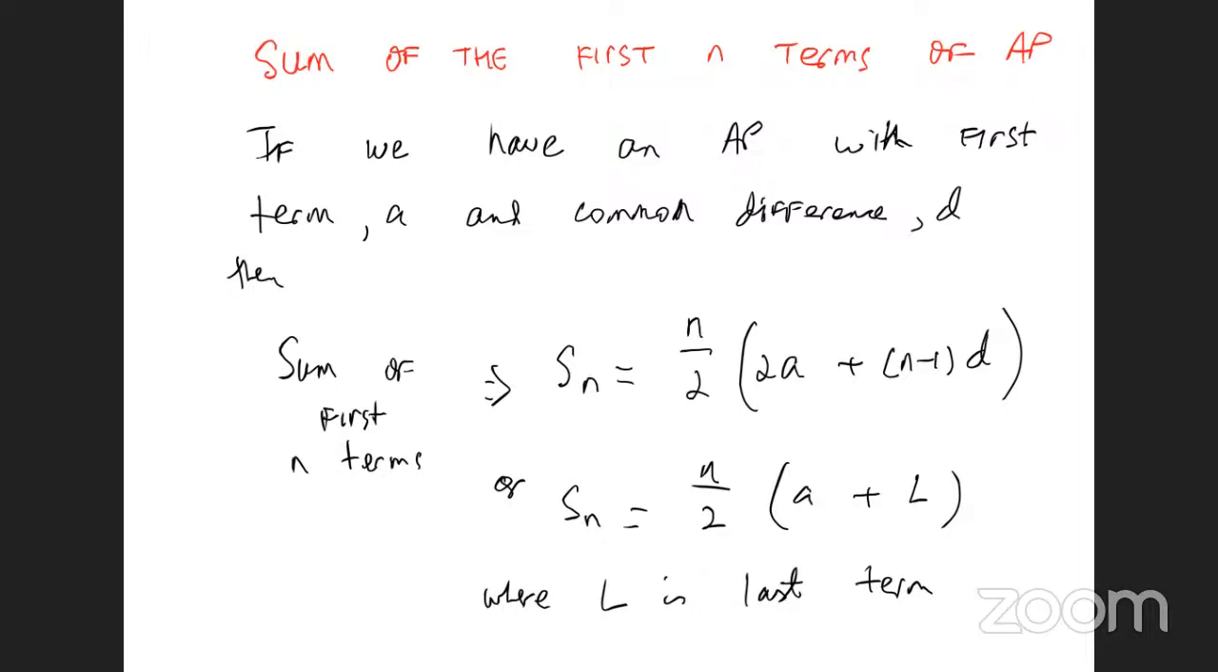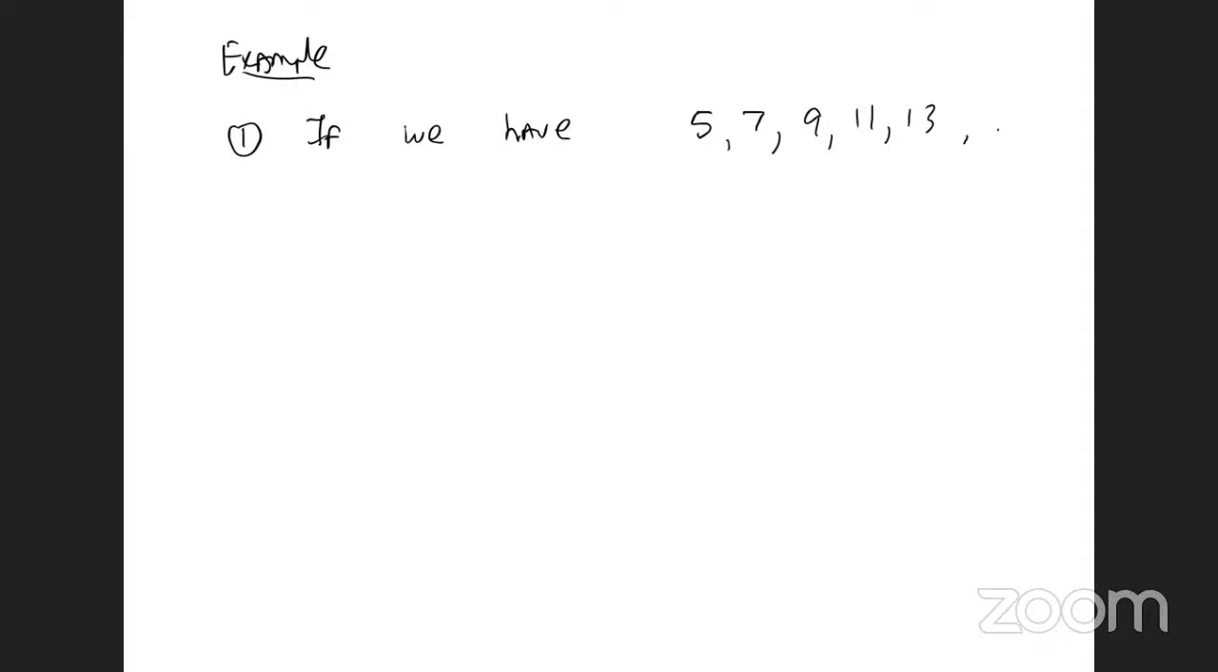Changing it, right? Yeah. So let's try an example here just to make sure it works. If we have this AP here, 5, 7, 9, 11, 13, let's see if we can find the sum of the first 5 terms, called S5.